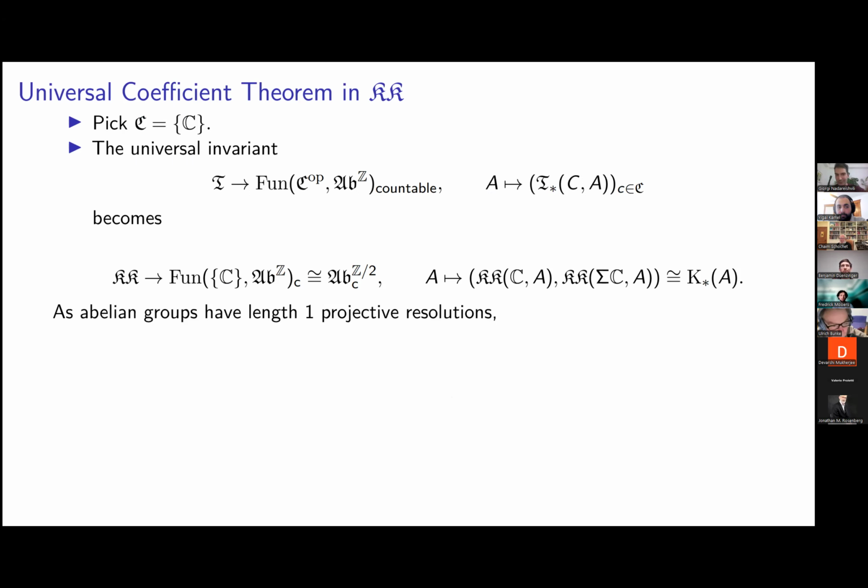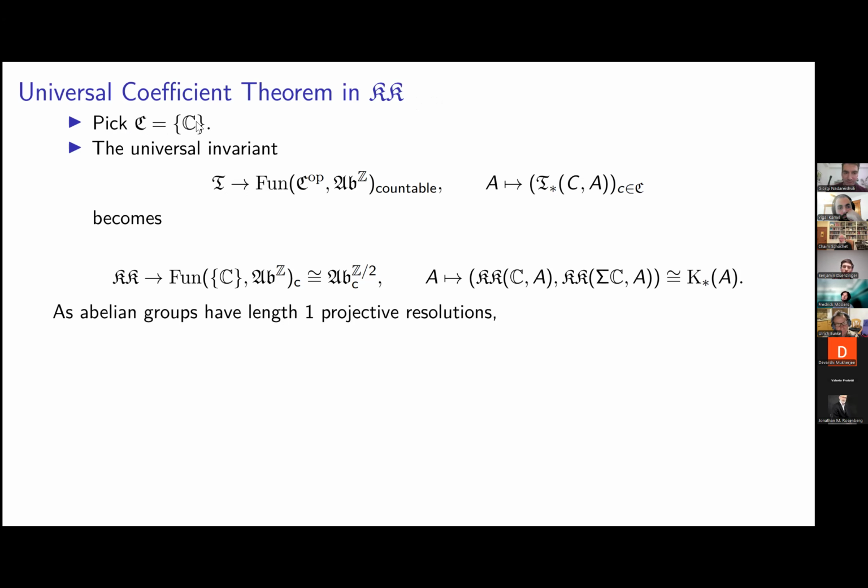Since I think the authors are also here, I can't go on without mentioning the classical universal coefficient theorem, but I want to put it in this context as I described. Let's say our triangulated category is just KK, the classical KK, separable C-star algebras. And what I do is, first, as I said, I have to pick my Gothic C. So I just pick one object, the complex numbers.